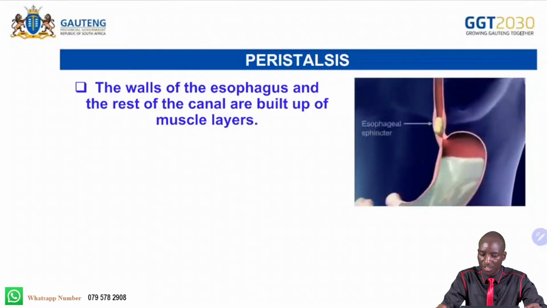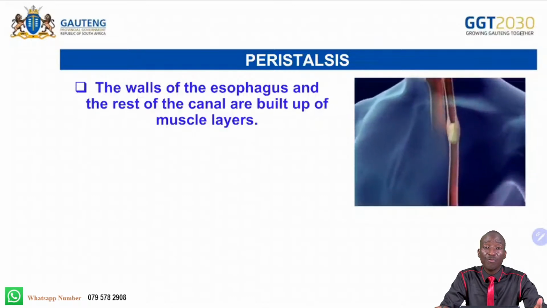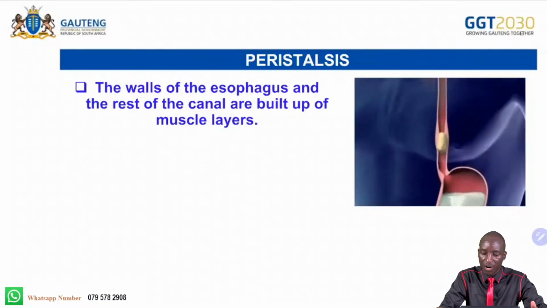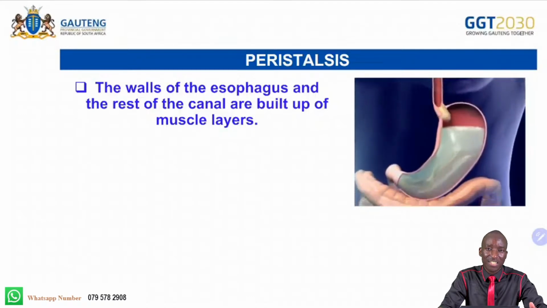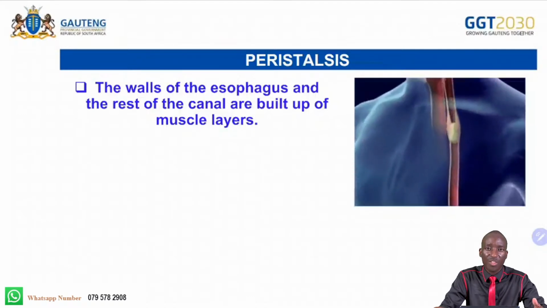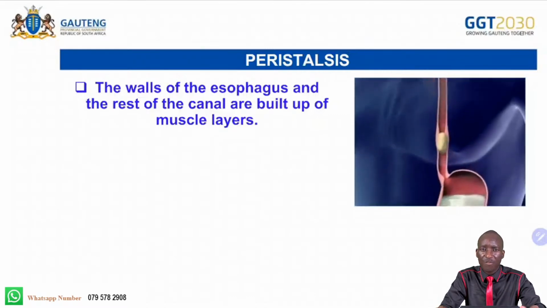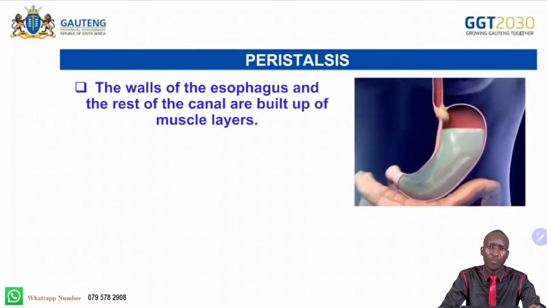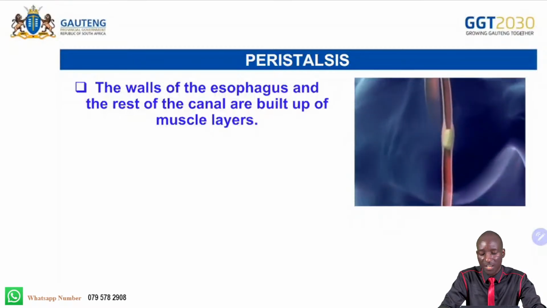Now, shown in the diagram there, you can see that food is now going down to the stomach all the way from the mouth. It has been swallowed. The process of peristalsis is taking place, where the food goes down from the mouth to the stomach through that long tube called the esophagus. That process on its own is called peristalsis.